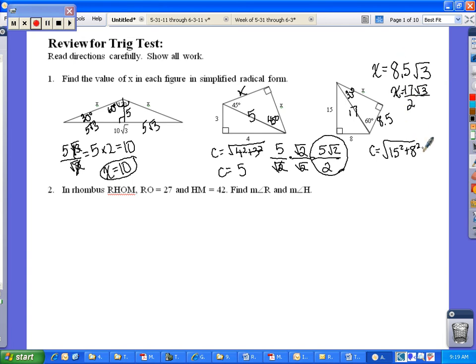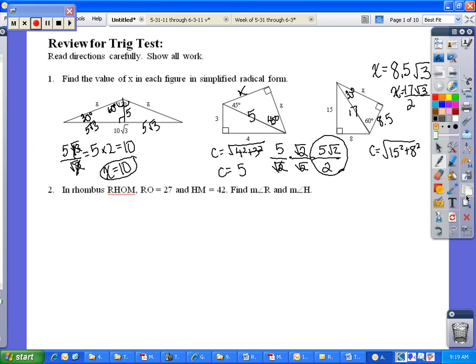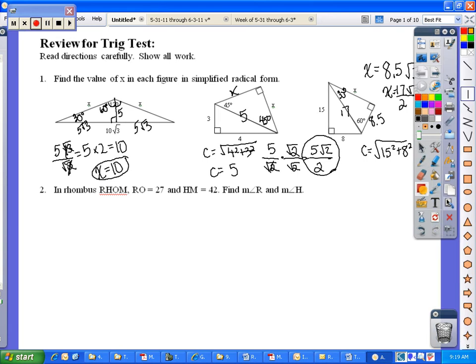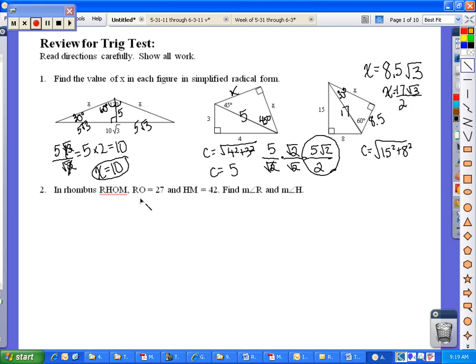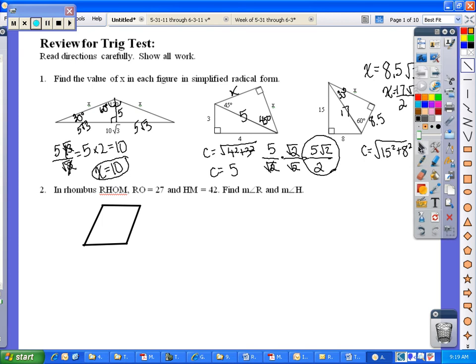Okay. Number 2, in rhombus RHOM, RO is 27 and HM is 42, so we want to find the measure of angle R. Now for this one, we are going to want to draw our rhombus first. We know that in a rhombus all sides are congruent. So there's a rough sketch of RHOM.